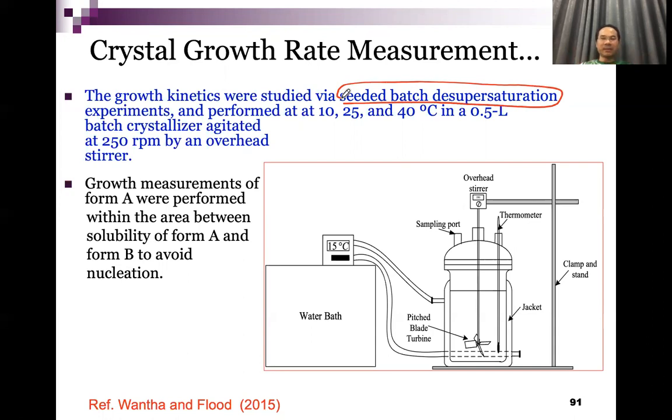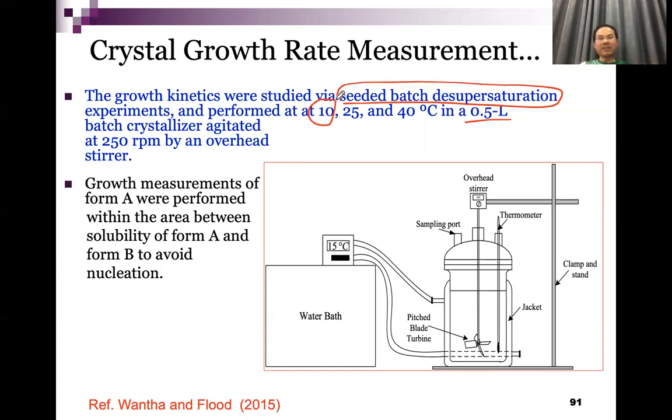For the supersaturation, the concentration decreases, so the level of supersaturation decreases with respect to time for this case. What does it mean? We control the temperature at a fixed temperature, maybe 10 degrees Celsius, 25 degrees Celsius, or 40 degrees Celsius in the crystallizer. But if you would like to study at 10, you prepare the supersaturation at 10 degrees Celsius.